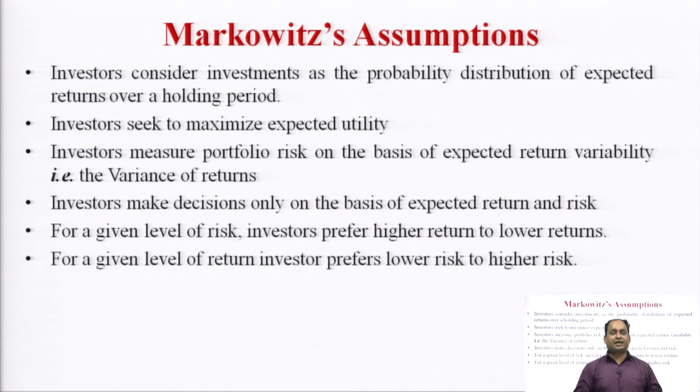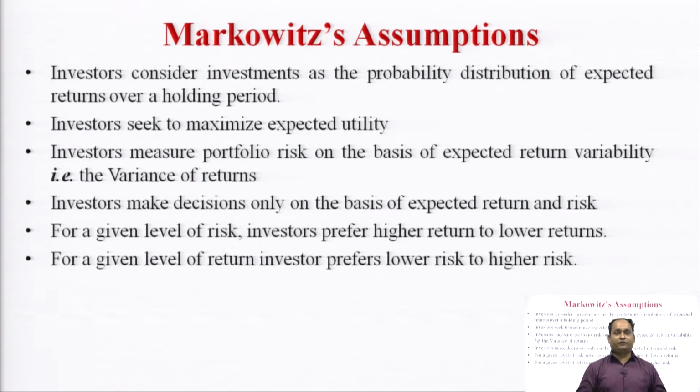Markowitz has given a few assumptions where investors consider investment as the probability distribution of expected return over a holding period. Investors seek to maximize the expected utility. This theory is based on the utility concept, the utility of a particular investment. The investor measures portfolio risk on the basis of expected return variability, that is called the variance of return, and investors make decisions only on the basis of expected risk and return.